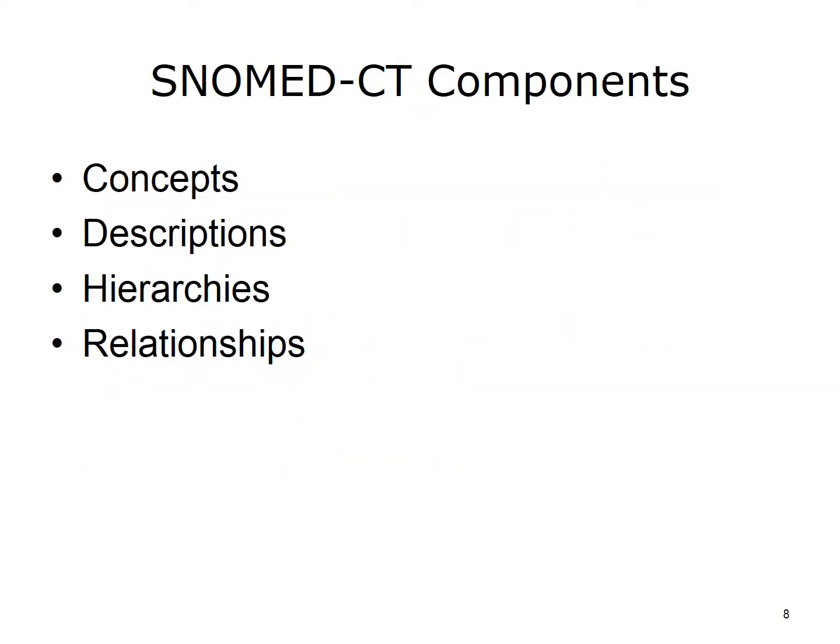Slide 8. SNOMED-CT components include concepts, basic units of meaning designated by unique code, unique name, and description, including preferred term and synonyms. Descriptions, terms or names, synonyms assigned to a concept. Hierarchies. There are 19 higher-level hierarchies, each has sub-hierarchies. And relationships. Link concepts either within a hierarchy or across hierarchies.